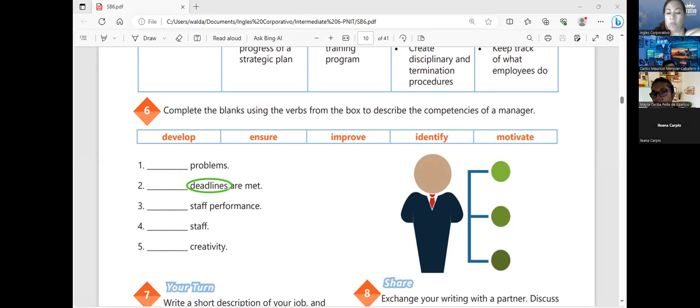Let's say that you have to give a report to your boss. The deadline may be Friday. So you have to give the report before Friday. It can be any time before. It can even be on Friday, but not after Friday. Okay? Thank you. You're welcome.